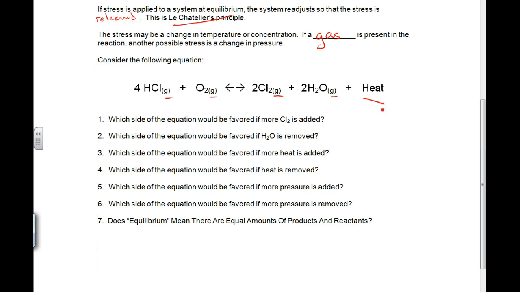We have heat. I want you to work through with your lab partner 1 through 7, and then we will work through them together in just a little bit. I'll give you 2 minutes to work through those.